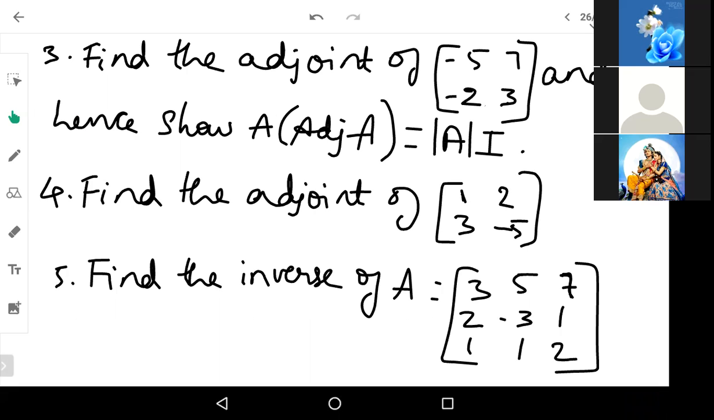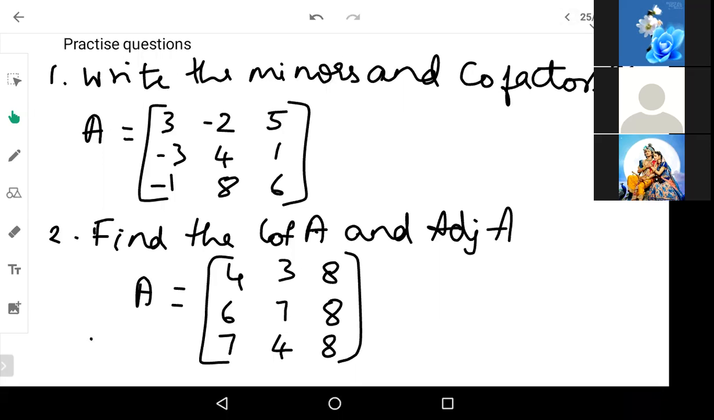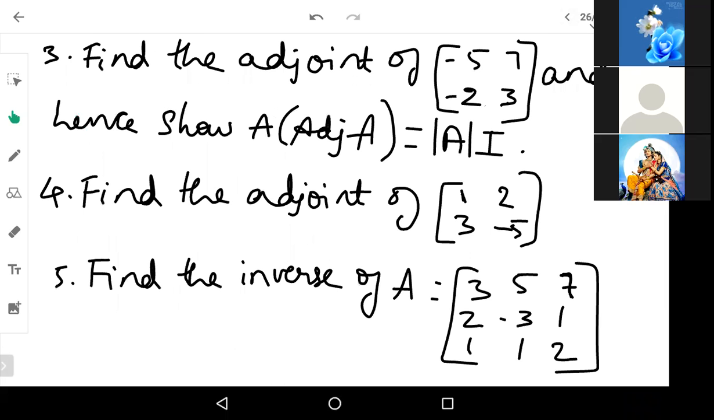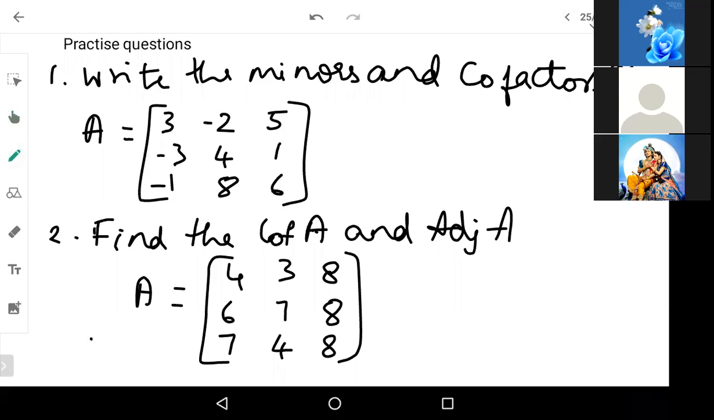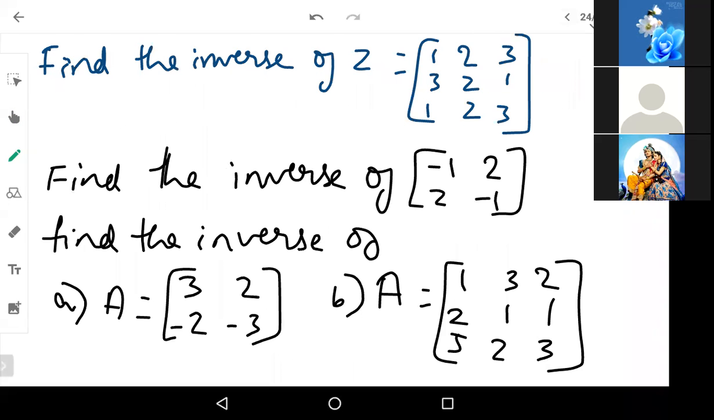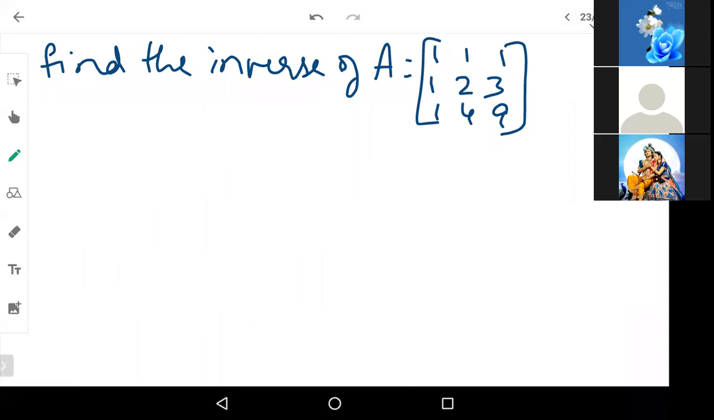Clear? Understood? Now these practice questions, the minor cofactor, I want you to solve in the blue book. Okay, so this has to be solved in the blue book. But these problems, you can solve them in the classwork itself. There is no problem. Understood?